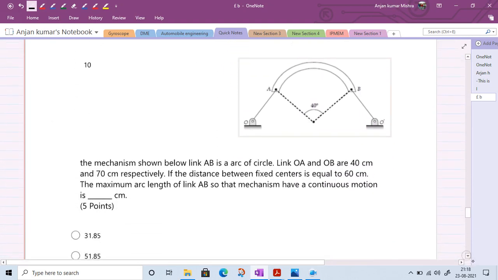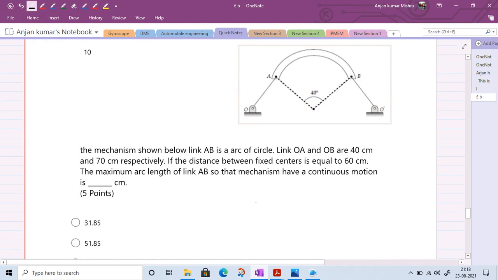So now moving on, this is one interesting question that we have. What is this question telling us? The mechanism shown below, link AB is an arc of a circle. Link OA and OB are 40 centimeter. That means OA is 40 centimeter, and this is I think O dash B.